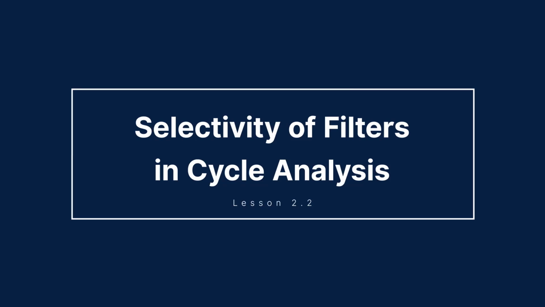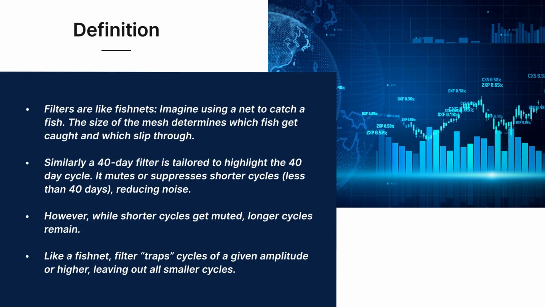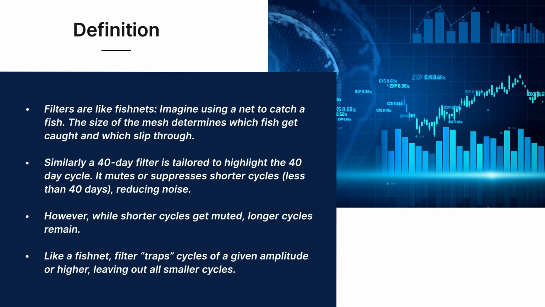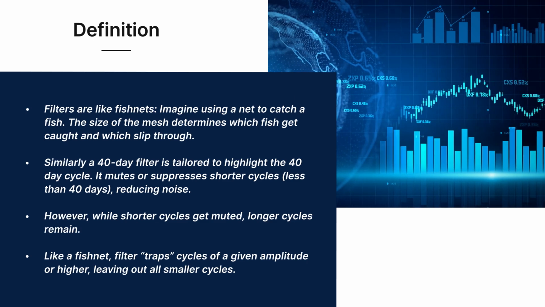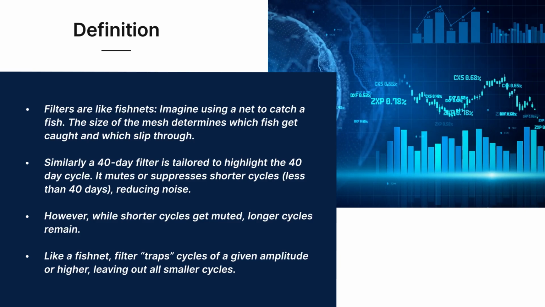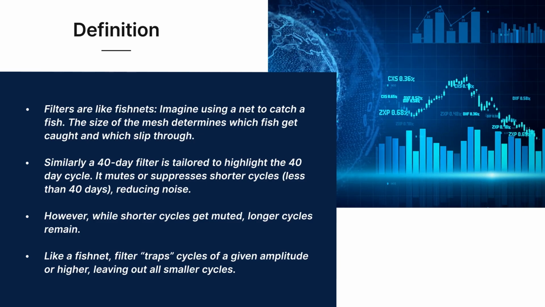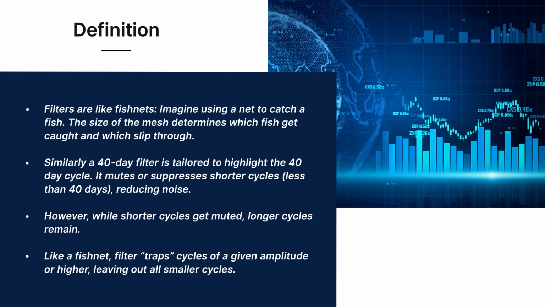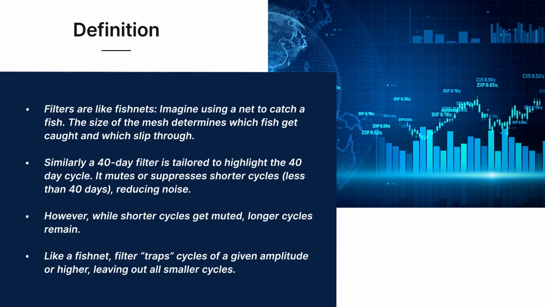Selectivity of filters in cycle analysis. Filters are like fish nets. Imagine using a net to catch fish. The size of the mesh determines which fish get caught and which slip through. Similarly, a 40-day filter is tailored to highlight the 40-day cycle. It mutes or suppresses shorter cycles, less than 40 days, reducing noise.